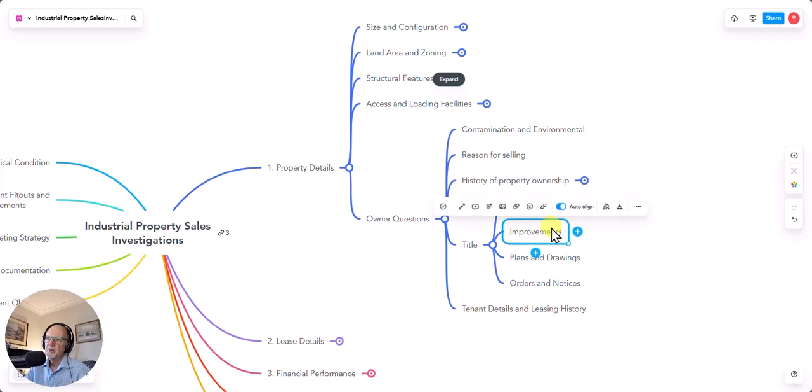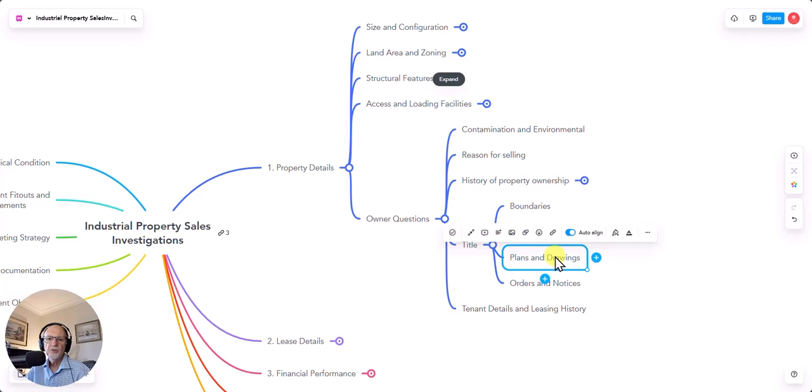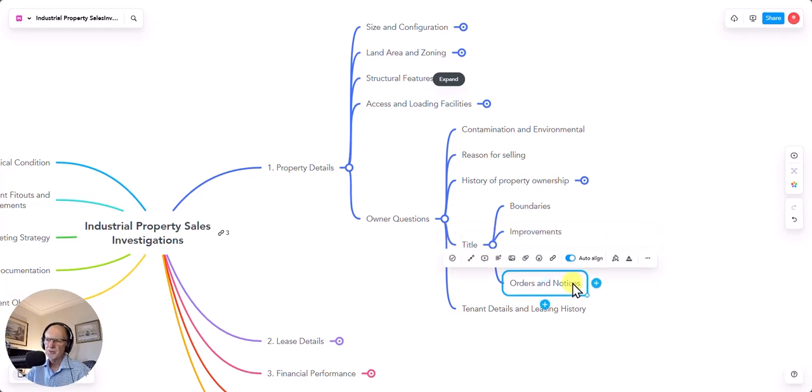The improvements on the property will be a building of some type. Is it an approved building? Has it the building approval for what it is? Then ask for plans and drawings of the property in its constructed phase, the as-built drawings as we call them. And then, of course, if you're looking at tenancies within the building, then there will be tenant drawings as well of the fit-out. Then there'll be orders and notices, of course. Those particular things will be relevant to the property.